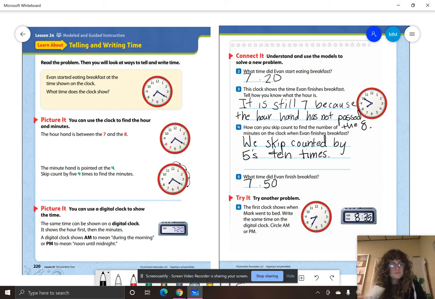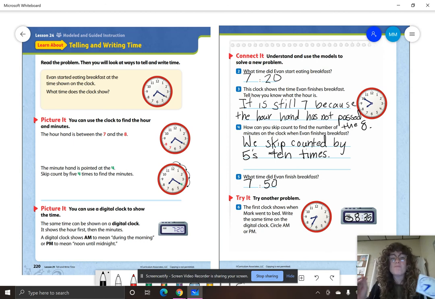Now we're not done yet. When you go to bed, do you usually go to bed in the morning, or do you usually go to bed at night? You're usually going to bed at nighttime. Look back. It says AM means during the morning. PM means noon until midnight. Ooh, so did Mark go to bed at 8:35 a.m. or did he go to bed at 8:35 p.m.? Go ahead and circle which one is the correct option. He went to bed at 8:35 p.m.